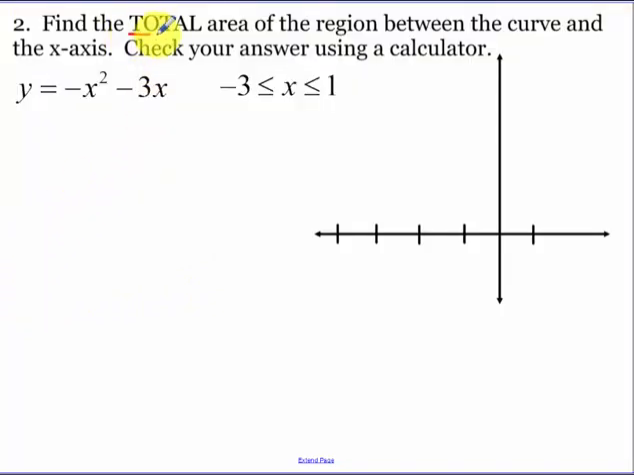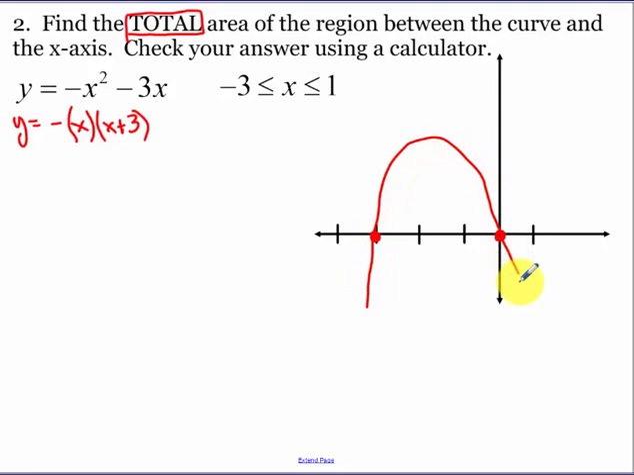So for example here, I want to find the total area of the region between the curve and the x-axis. Meaning, when I graph this curve, now look at what this curve looks like. I have a negative, I have an x that I can factor out. That's going to leave me with x plus 3. So my zeros are 0 and 3. And we know it's a parabola that faces down. What I'm looking for is I'm looking for this blue area plus this green area.